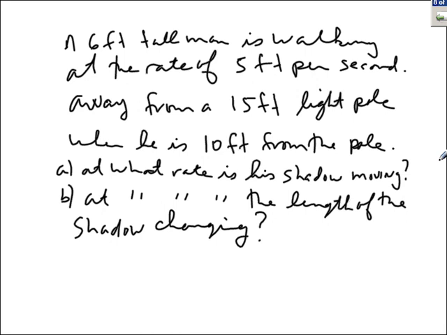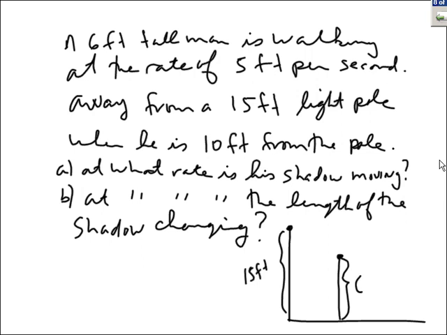Okay, so let's understand this. So instead of a sun, you have a lamp pole. So you have this 15-foot lamp pole, 15 feet. And here's the ground, and you have this man, and the man is 6 feet tall. And he's walking away from the light pole at the rate of 5 feet per second. So we'll call to the right x and up and down y in case we need it. So with respect to the man, he's going to the right, dx/dt, 5 feet per second. That's what it says.